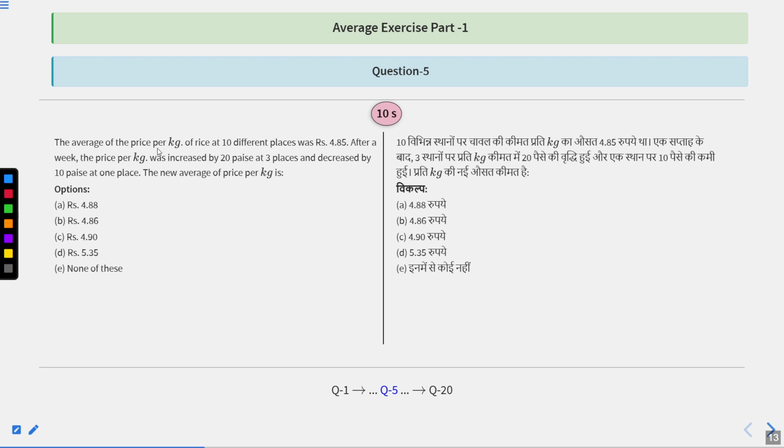The average price per kg of rice at 10 different places was rupees 4.85. After a week, the price per kg was increased by 20 paise at 3 places and decreased by 10 paise at one place. The new average price per kg is? You have 5 options and 10 seconds to analyze the question. Your time starts now.